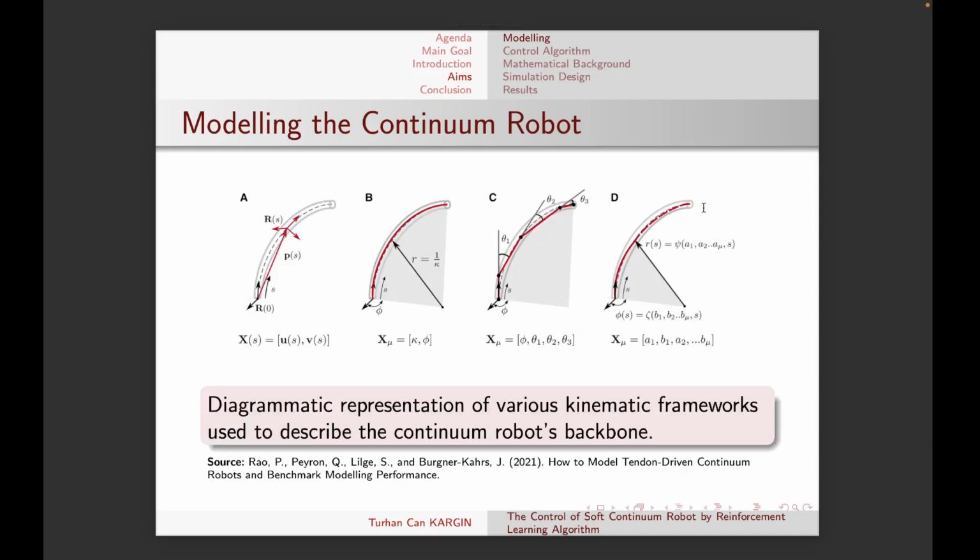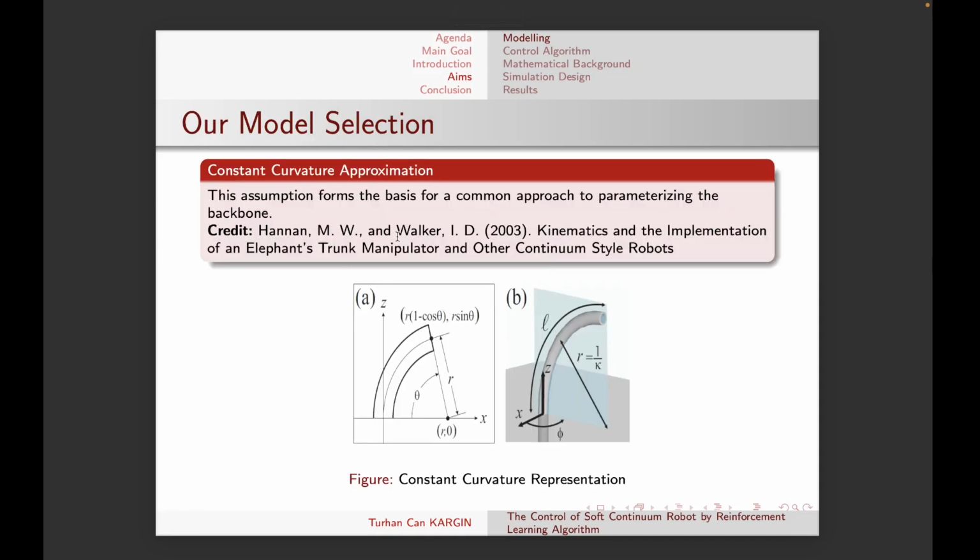And here there are some different methods for modeling the robot. Among them, we will use a constant curvature representation. The reason why we use this method is because of its simplicity. It's very easy to implement. And here you can see the arc length and the curvature value. This is basically the radius of this section. And to model this, we basically take advantage of this article here. I want to give credit.